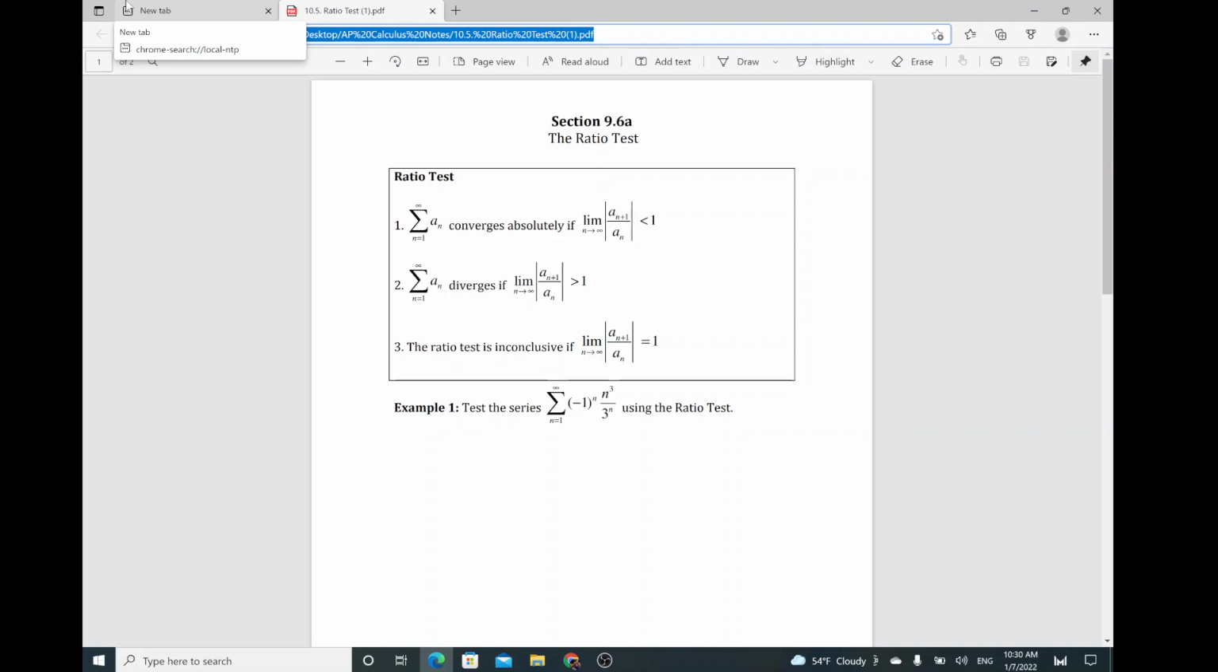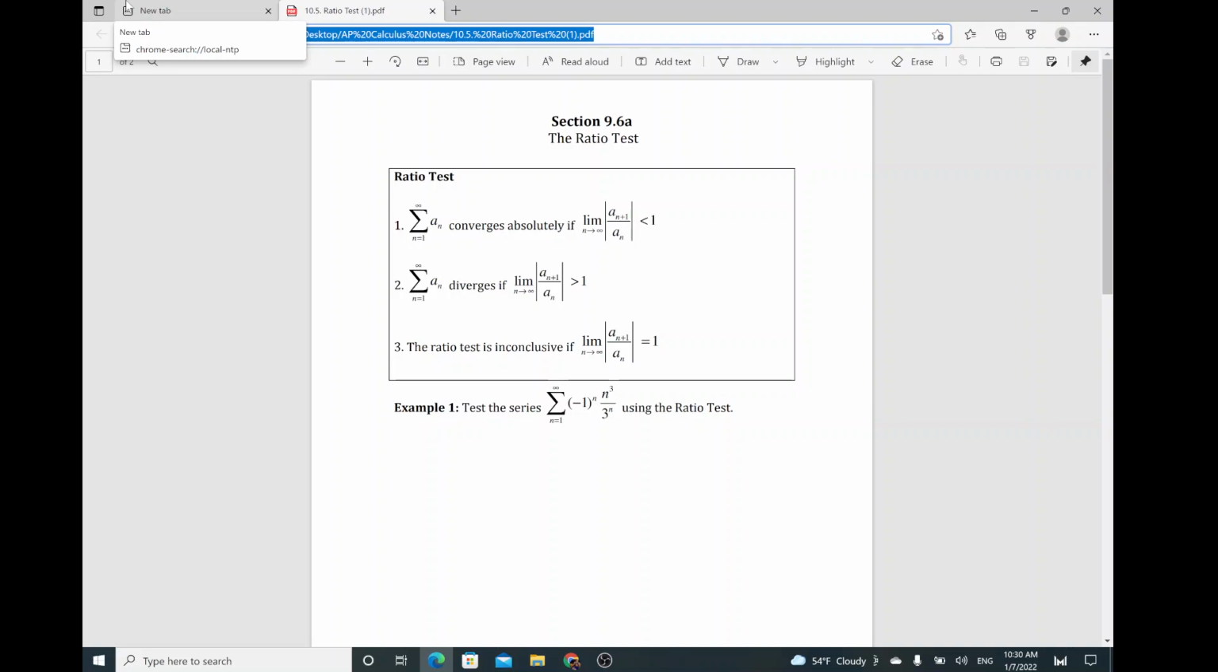And then using the ratio test, if we find that the limit of the absolute value of a sub n plus 1 over a sub n equals 1, this one would be considered inconclusive. There is not enough evidence to state whether the series is convergent or divergent. Okay, so now let's do an example.